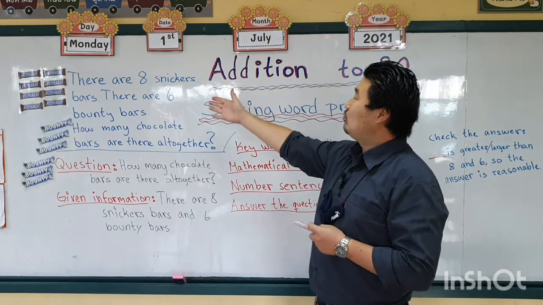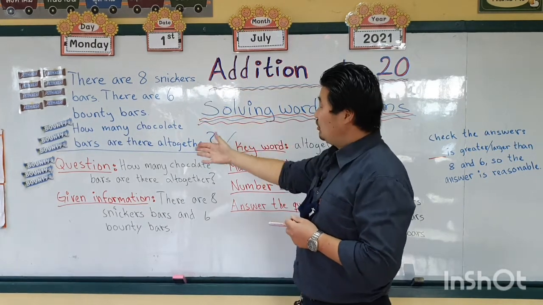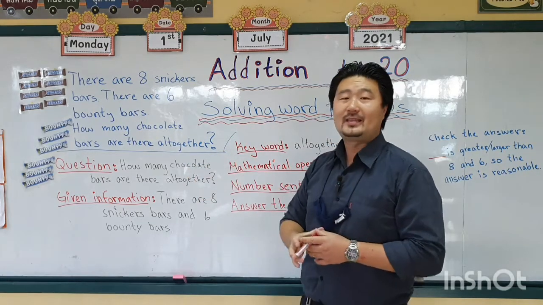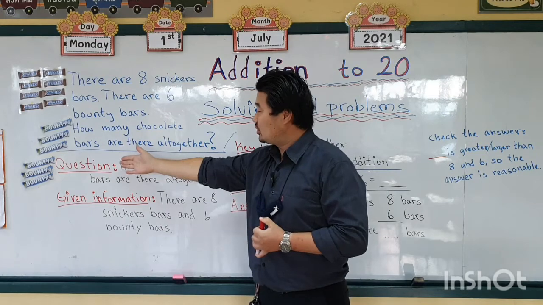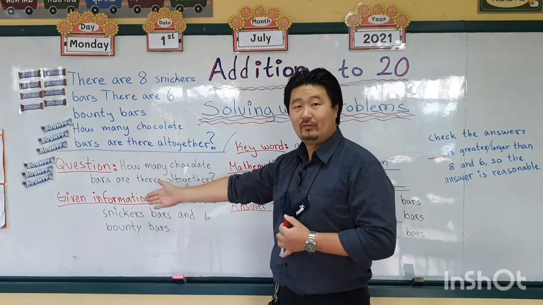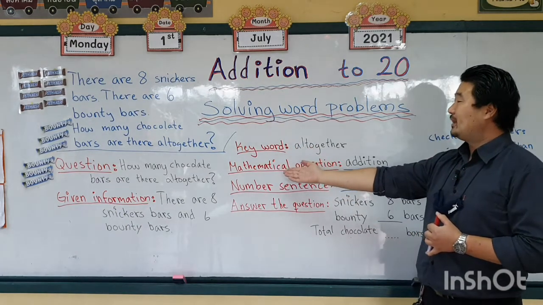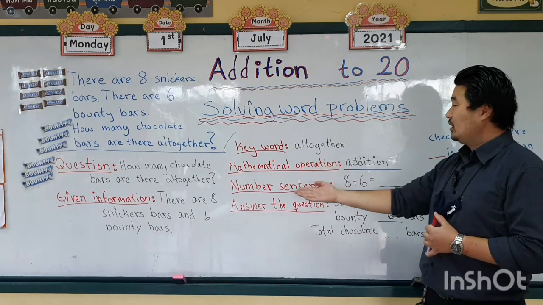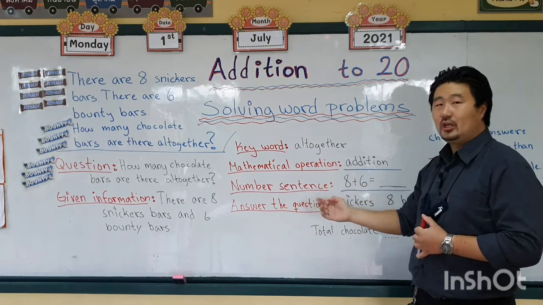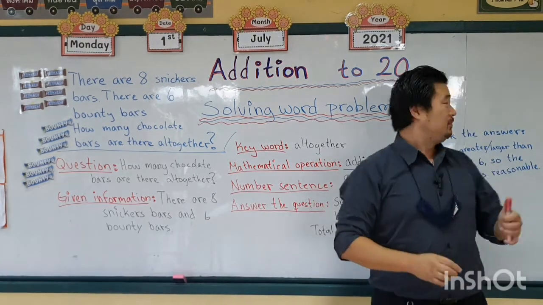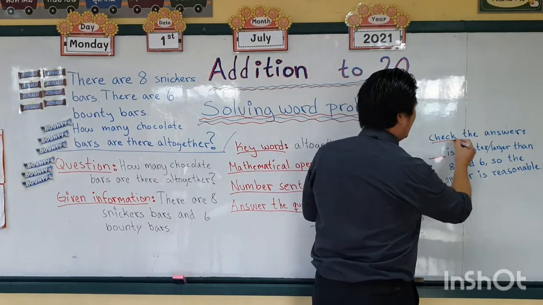So when you have a word problem like this, then you should use this method that I have taught you before. The question, what is the question? What is the given information? What is the keyword? What is the mathematical operation? What is the number sentence? And answer the question. And lastly, check the answer.